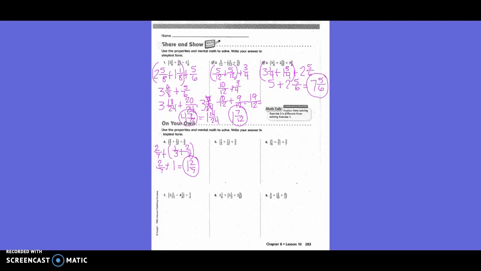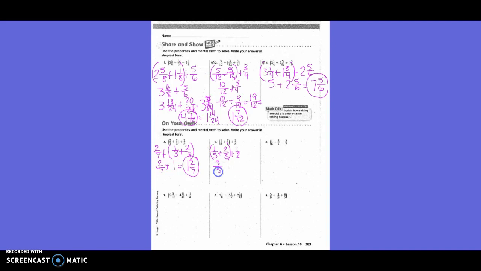1/5 plus 1/2 plus 2/5. Do I need to use commutative property? Yes, I need to change the order. So what do I need to write? 1/5 plus 2/5 plus 1/2. Now, where do I use my associative property? I put it around 1/5 and 2/5, which equals 3/5.